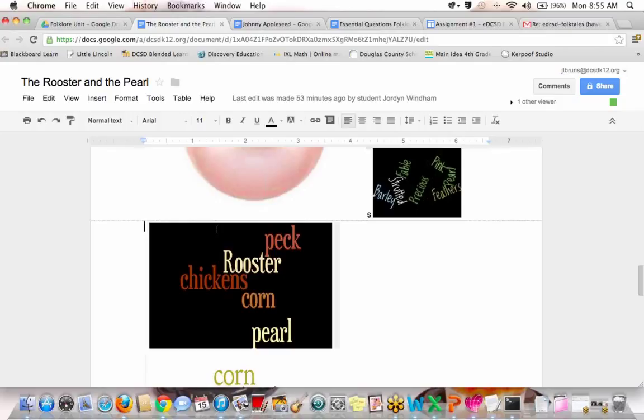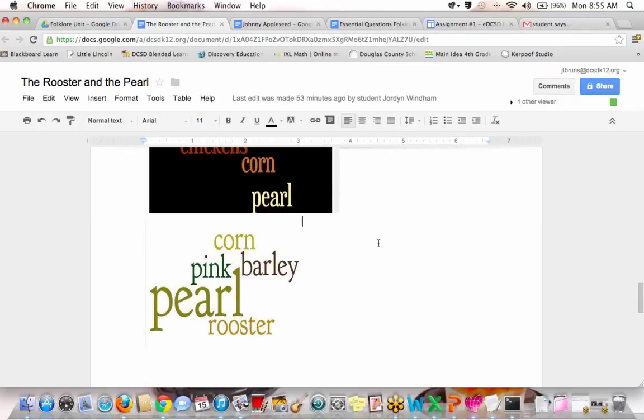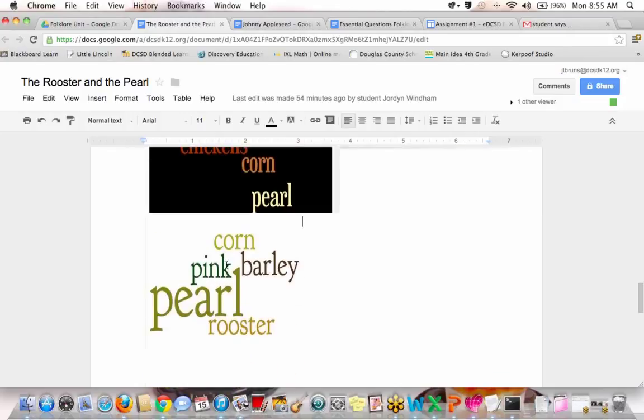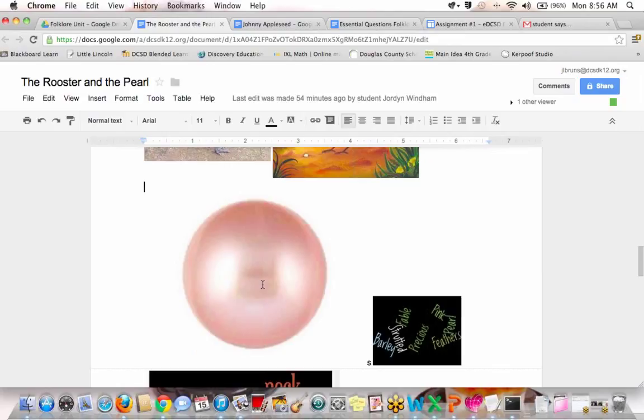Oh, check this out. Okay, so look at the important words that they chose. Feathers, pink, pearl, precious. Ooh, I like that verb, strutted. Fable and barley. I like this Wordle too. It's very to the point. Peck, rooster, chickens, corn, pearl. Corn, pink, barley, pearl, rooster. Very cool. So this group really went above and beyond and found some really cool graphics to add.